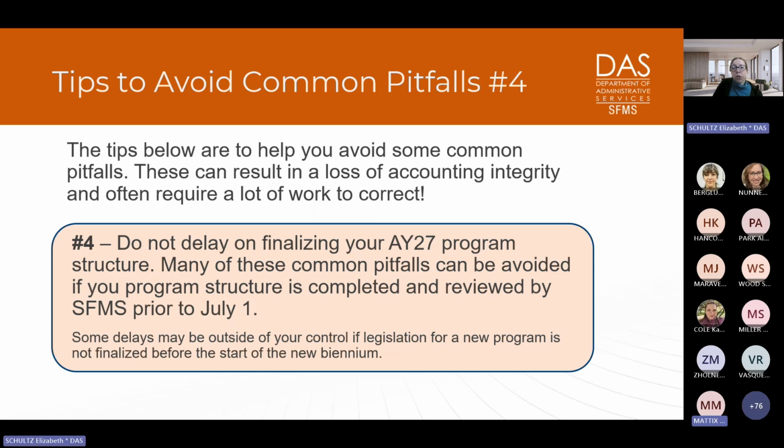Finally, we really encourage you to not delay on finalizing your AY27 program structure. If you're going to have changes, there are several steps involved. You're working with SABRS. The accounting staff's going to have to update PCAs. Try to get that work done as soon as you can prior to July 1st to the extent possible. We're getting closer to year end. SFMS has potentially many agencies to review, and we want to try to complete all of those reviews prior to July 1 so we can make sure your accounting structure for the new AY is ready to go.